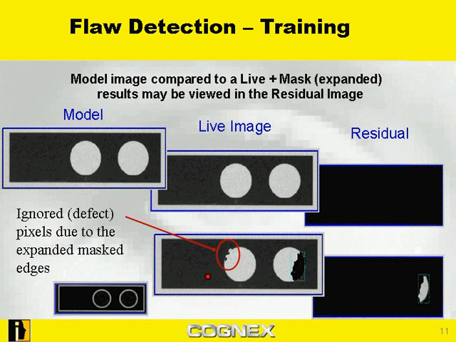In our second live image here, I have some flashing on the right-hand hole here, and on the left I have some flashing and some little bites out of the edge here. But in our residual image, they do not show up, only the large area here with the flashing. That is because we've expanded our mask, and this small amount of defects here was actually ignored.